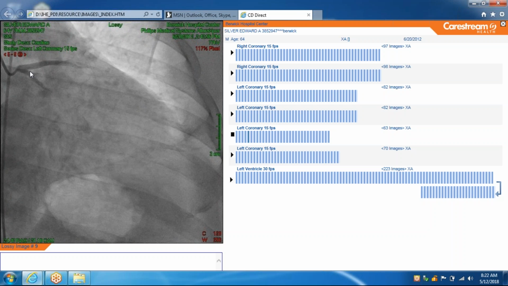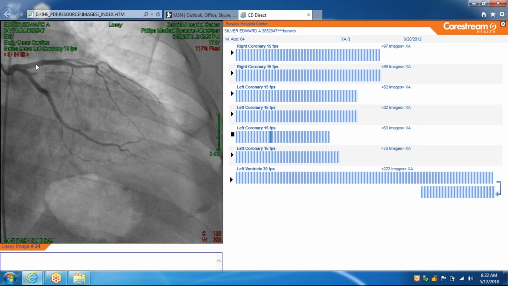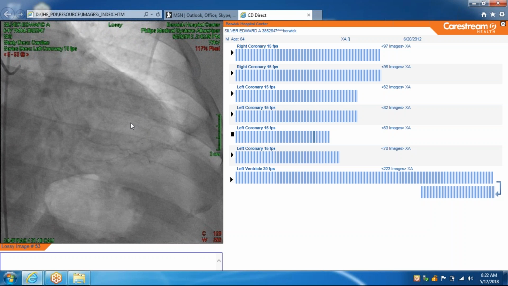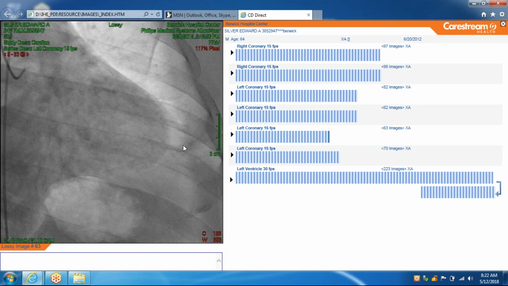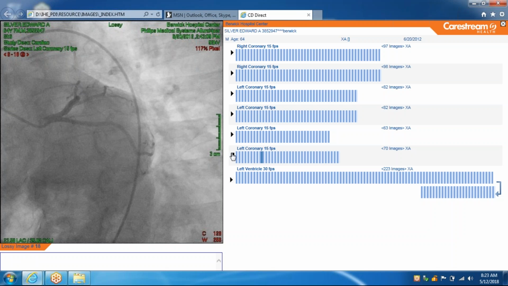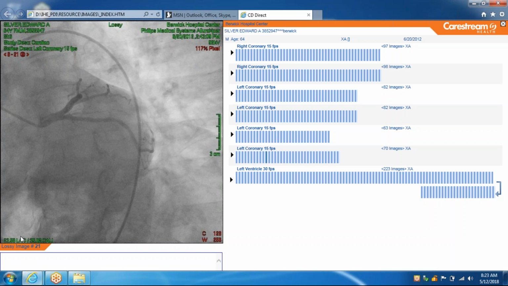So this one is the circumflex, this is the LAD. LAD is the one that usually loops around the apex of the heart. And then again, you're going to get multiple views. This is what we call the spider view. Okay, you can see the coordinates for this.